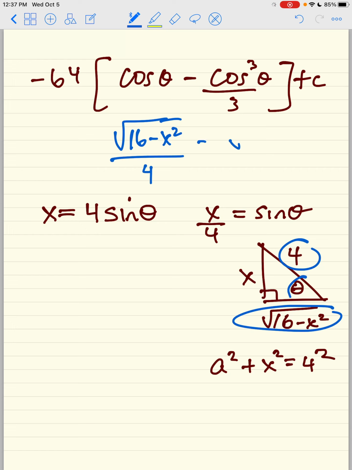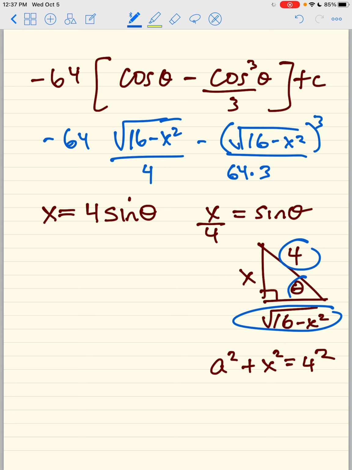And this is going to be the same exact thing, but to the third power. 4 to the third is 64 times the 3. So all I did was I did this to the third power. Okay. Times it by the negative 64 on the outside. When you go to simplify, this hits this. You're left with negative 16. This hits this. You're left with a 3 and a positive.